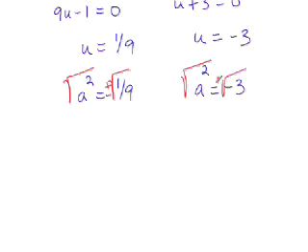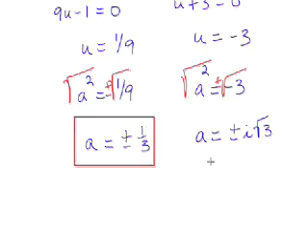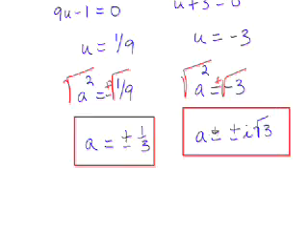Square root of both sides, plus or minus, and we get a equals plus or minus the square root of 1/9, which is plus or minus 1/3, or a is equal to plus or minus the square root of -3. That ends up being plus or minus i√3. So there are our solutions. a is either equal to plus or minus 1/3, or a is equal to plus or minus i√3.